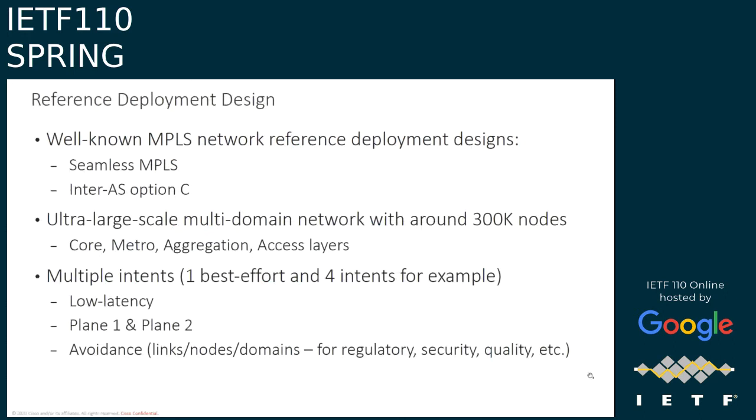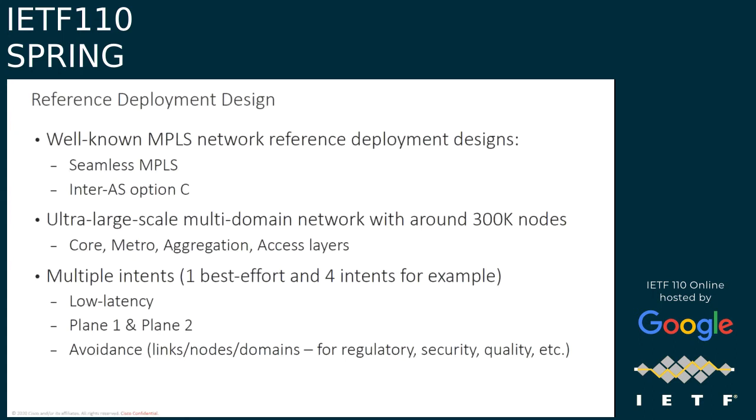When we come to looking at the deployment requirements, the reference topologies are well known. You can have multi-IGP or multi-AS designs, but a significant difference is the increase in scale. There are some networks where the scale can go into the order of hundreds of thousands of Ps in the network, and then we also have the case where we may need multiple intents to be supported in the network. Some common ones are listed here.